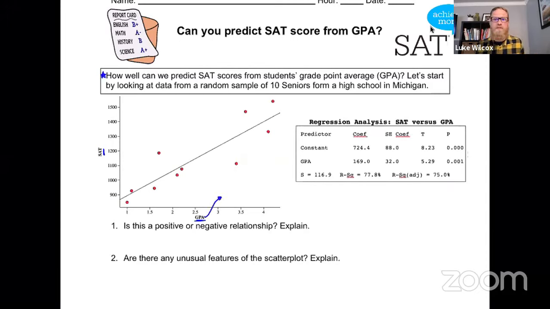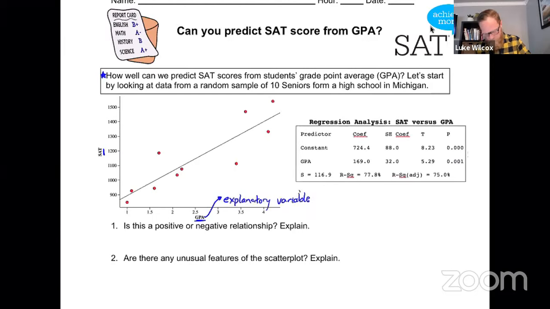Now, the other thing that we might want to know is which one of the variables is explanatory and which one is the response. Well, the explanatory variable is the one that's going to help you make the prediction for the other variable. In this case, we think if we know a student's GPA, it should help us predict their SAT score. So we would say that the GPA is the explanatory variable.